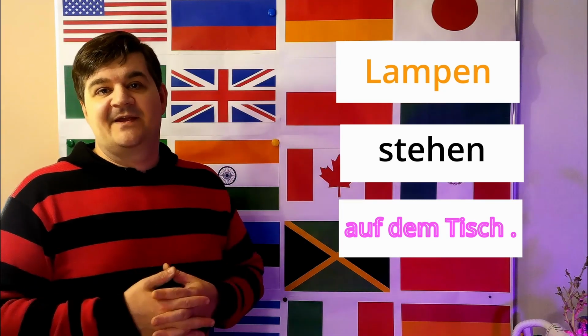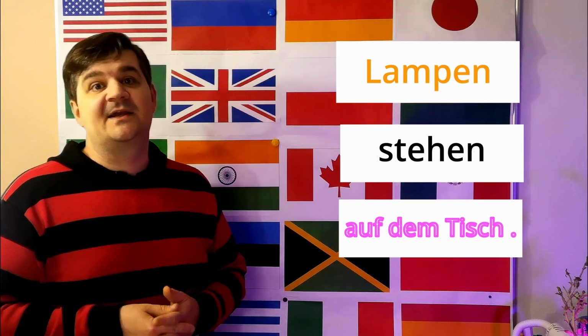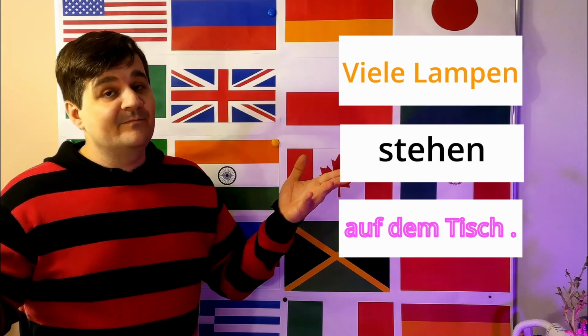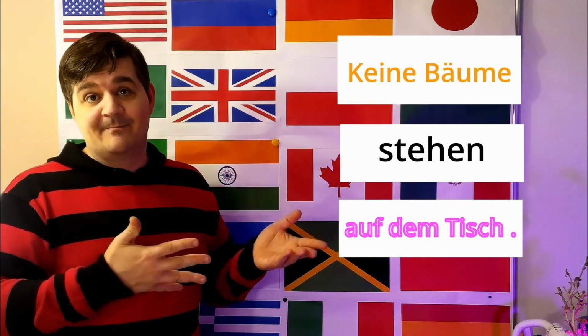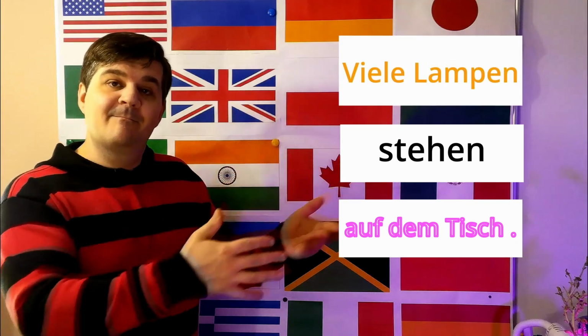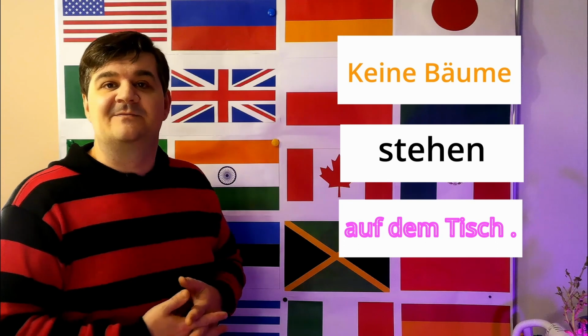If you want to say something like many or none of them, we would again say viele Lampen or keine Lampen stehen auf dem Tisch. Viele Lampen stehen auf dem Tisch, keine Lampen stehen auf dem Tisch. Yeah, that's how it goes.